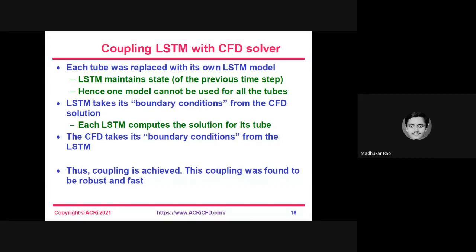The LSTM took its boundary conditions from the CFD solution. Okay, so because it's now embedded inside the CFD code, the last 2 points of the LSTM were basically inputs from the CFD code, and then the middle points would be recycling the values from the previous timestep. Okay, so each LSTM computes the solution for its tube at each time step. Now you have to transfer these values back to the CFD code. So the CFD code takes its boundary conditions from the LSTM. So that is how we achieve the coupling. And this was found to be workable, robust, and fast.